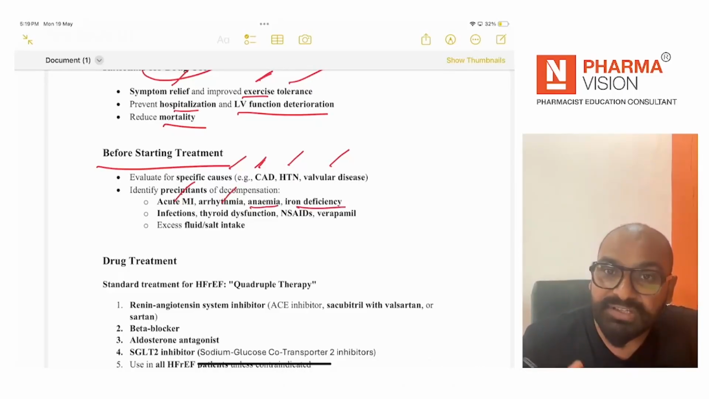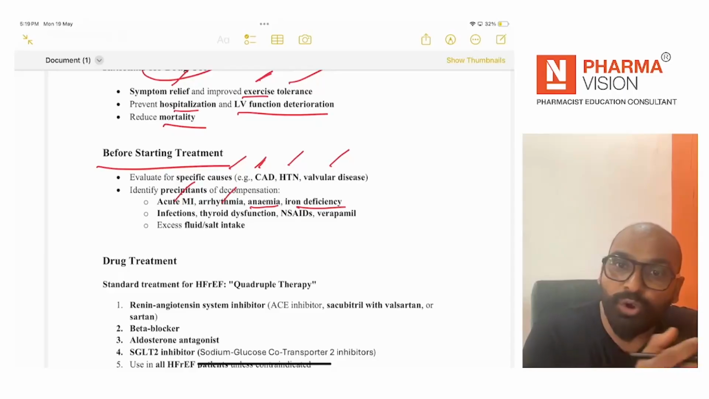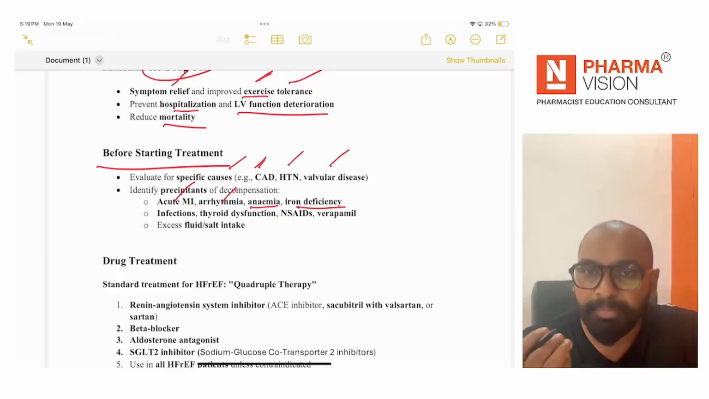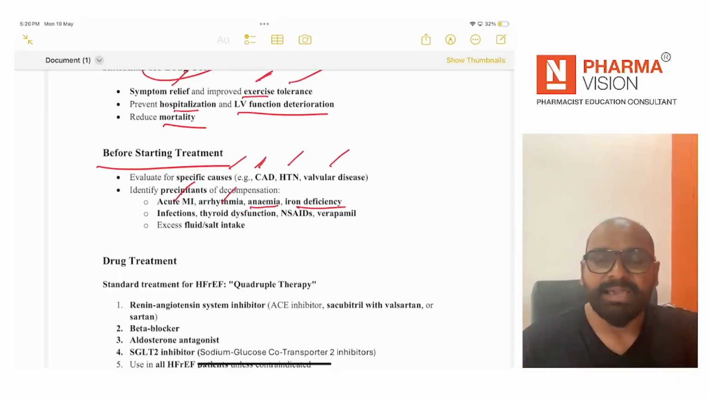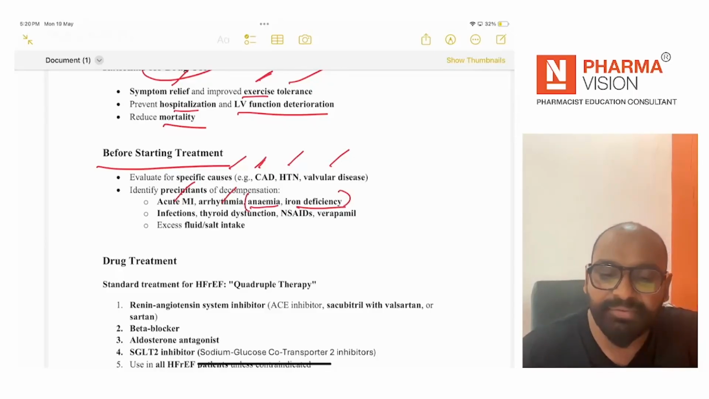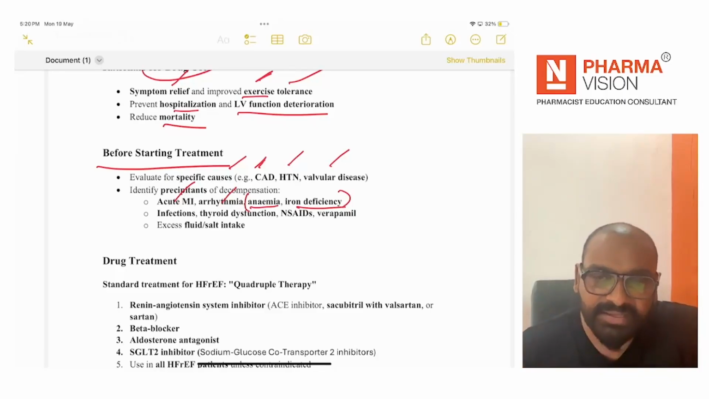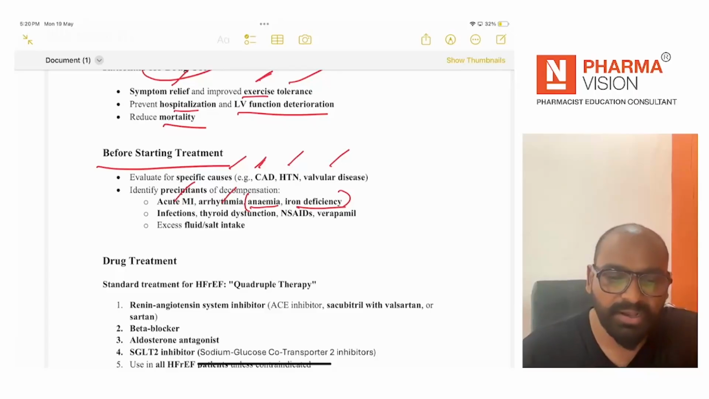Anemia: if the patient is suffering from anemia and we are treating all the other things, it's not going to work, because the fundamental cause is putting extra pressure on the heart. So we have to address the anemia, and when we address the anemia, automatically that gives relief to the heart. Certain infections can cause these problems. Thyroid dysfunction: hyperthyroidism exerts more pressure on the heart.